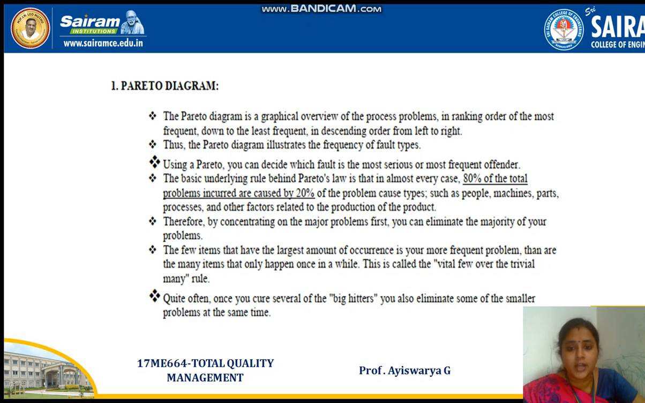And it is said that Pareto's law is that in almost every case 80% of the total problems incurred are caused by 20% of problem cause types, such as people, machine, parts, process and other factors. They are saying that 80% of the problems are caused by 20% of cause types, based on the people, or the machines we are using for making the product, everything together. In every case it is predicting the faults, right?